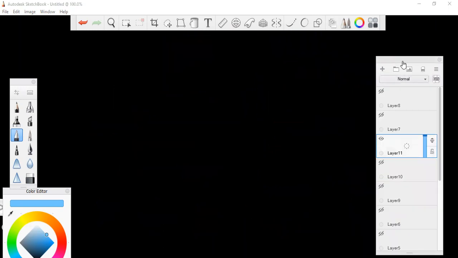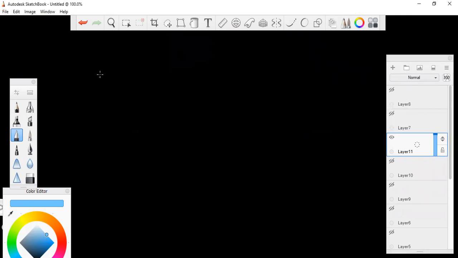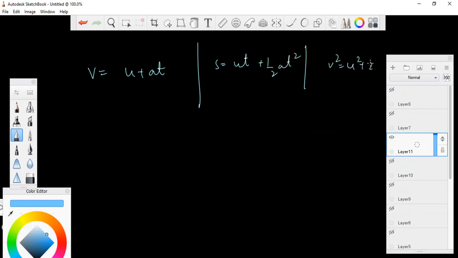Then you must be aware of the equations of motion. Can you tell me the equations of motion? v equals u plus at. Okay. s equals ut plus half at square. Next one. v square minus u square.